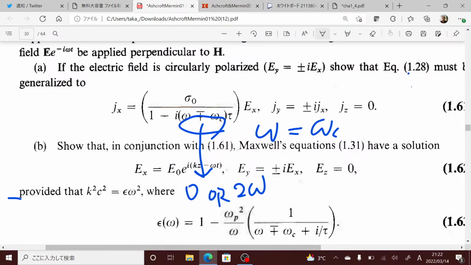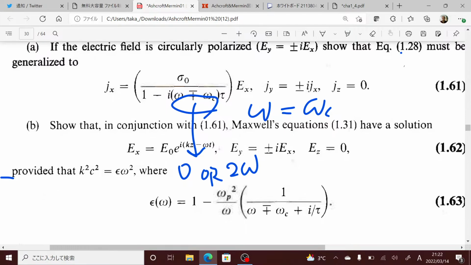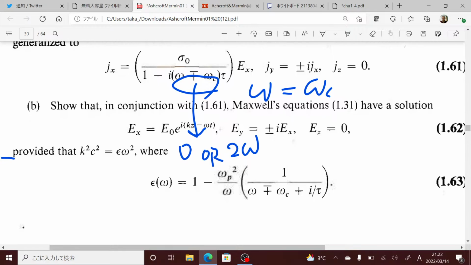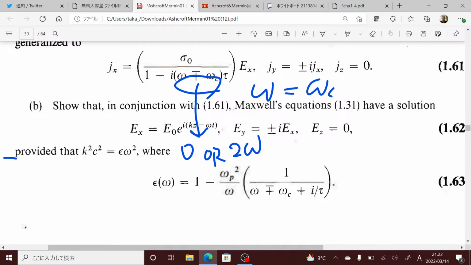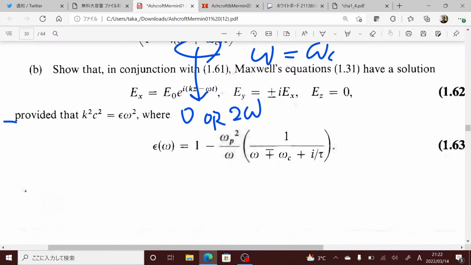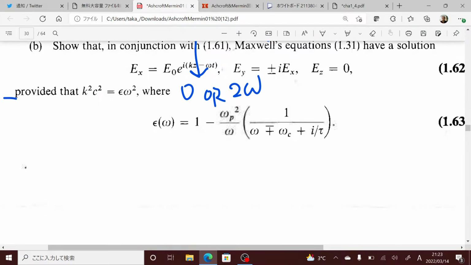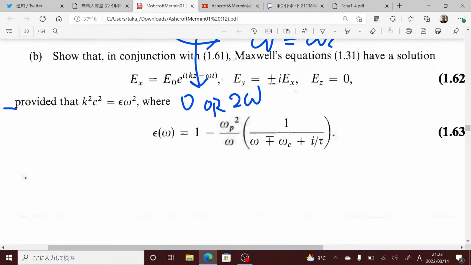Then the next one. Show that in conjunction with 1.61, Maxwell's equation 1.31 has a solution E sub x is E0 exponential I (kz minus omega t), E sub y is plus minus I E sub x, and E sub z equals 0, provided that k squared c squared is epsilon omega squared, where epsilon omega is 1 minus plasma frequency squared divided by omega times 1 over omega minus plus omega c plus I over tau.